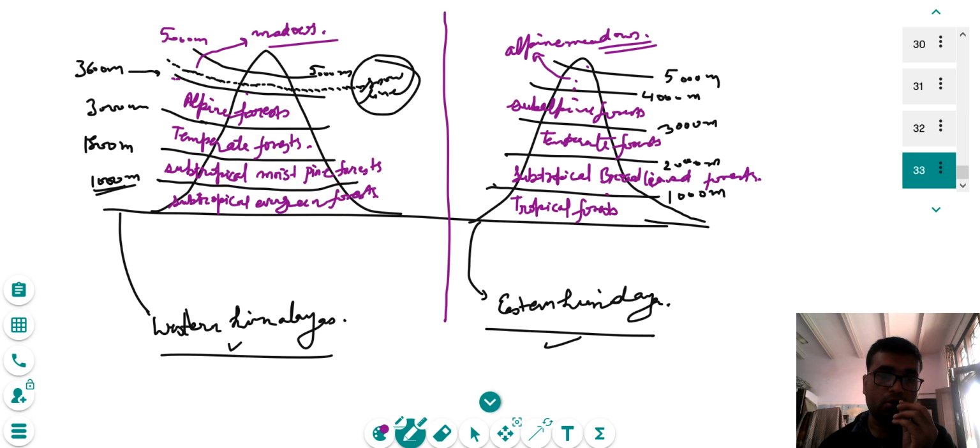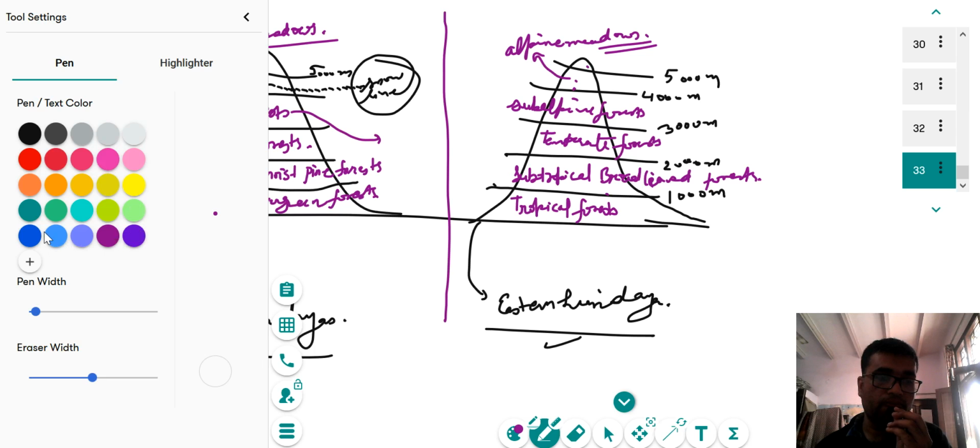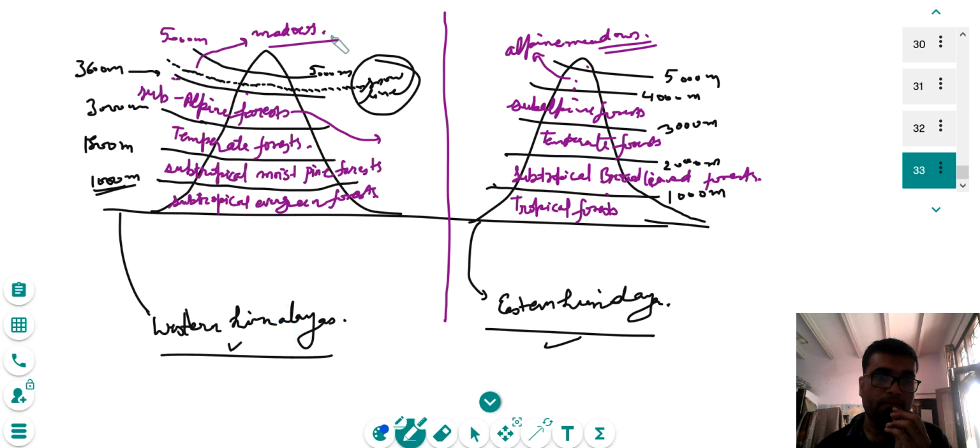Okay, so this must be subalpine here. From 3000 to 3500 or 4000 meters this must be subalpine. The difference between the subalpine and alpine is just about the combination of trees. For example, in the subalpine forest you have juniper, birch trees, juniper trees, pine trees. So these are mainly in the subalpine forest.